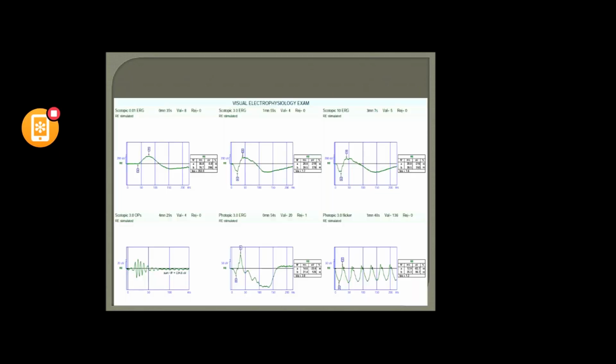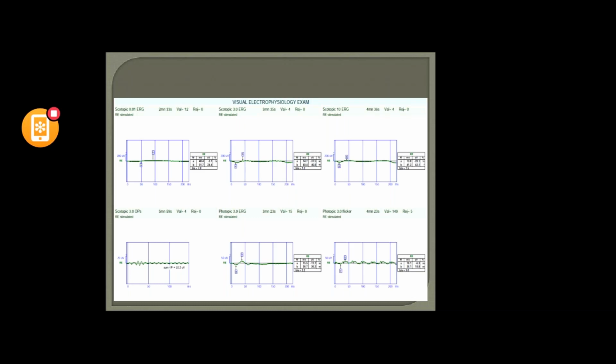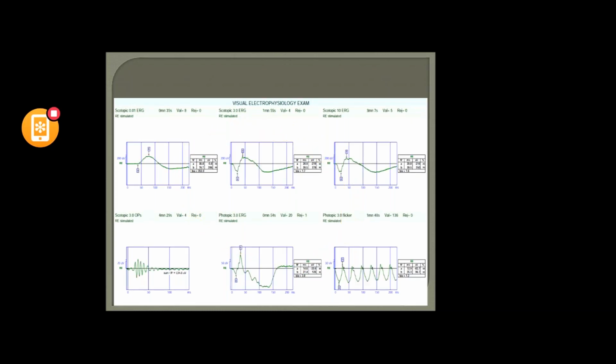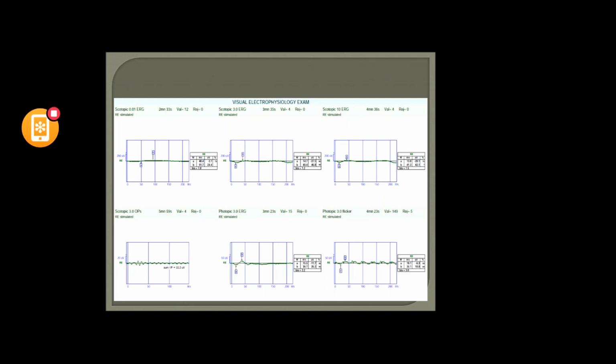So what you have to conclude? Now recall the normal electroretinogram. These are all normal: scotopic 0.01, scotopic 3, scotopic 10, this is oscillatory potential, this is photopic 3, and this is the 30 hertz flicker. Look at this data, close your eyes and keep this data with you. You can at least feel that it is not equal to what I showed before. So this is normal, this is abnormal.